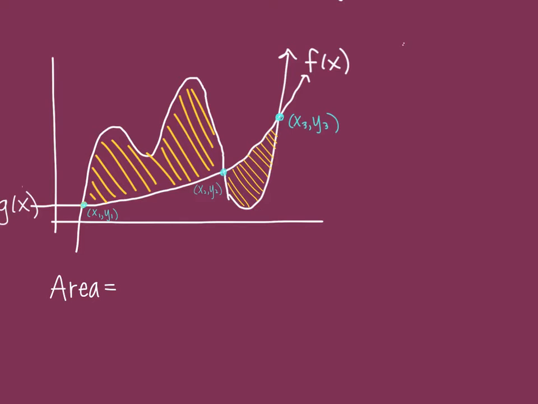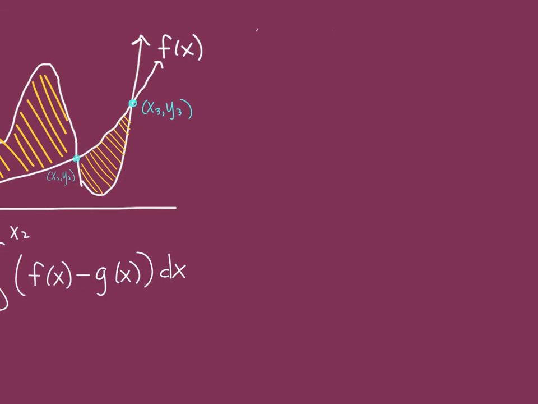Well, the first section of area is written the same as what we have done before. We go from x1 to x2, parentheses, and for that section, the upper boundary is formed by the f of x function minus the value of the lower boundary, which is formed by the g of x function. And we're working from left to right.